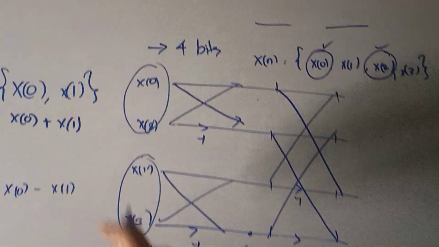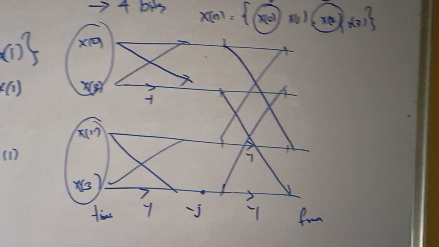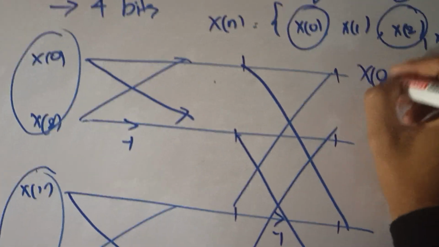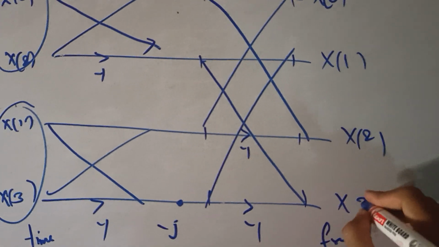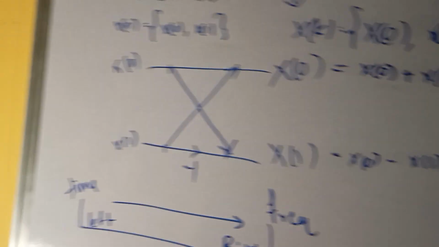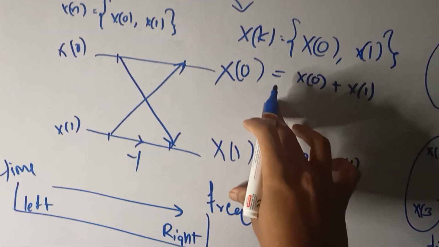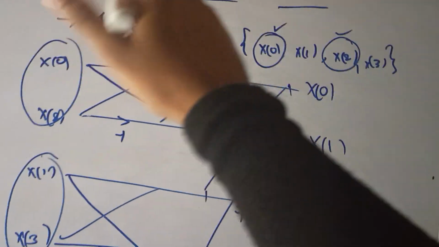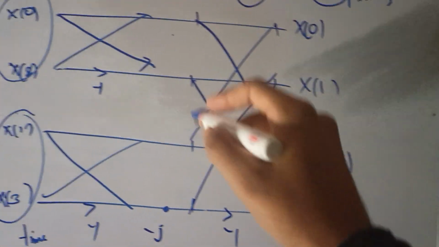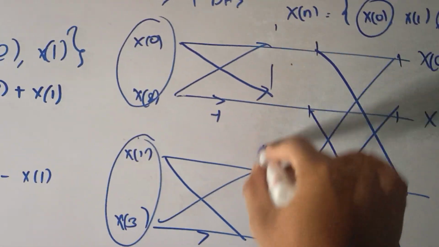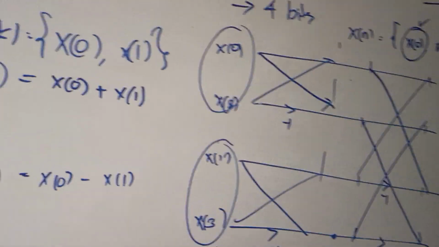So you are decimating in the time domain. It doesn't mean that the frequency domain is also decimated. No, it's not true. The frequency domain remains as it is: x of 0, x of 1, x of 2, x of 3. In the 2-bit element, you had only one stage of computing the frequency domain sequence, whereas in 4-bit you have two stages. The first stage is to compute till here, the second stage is to compute till here. So this is the 4-bit structure.